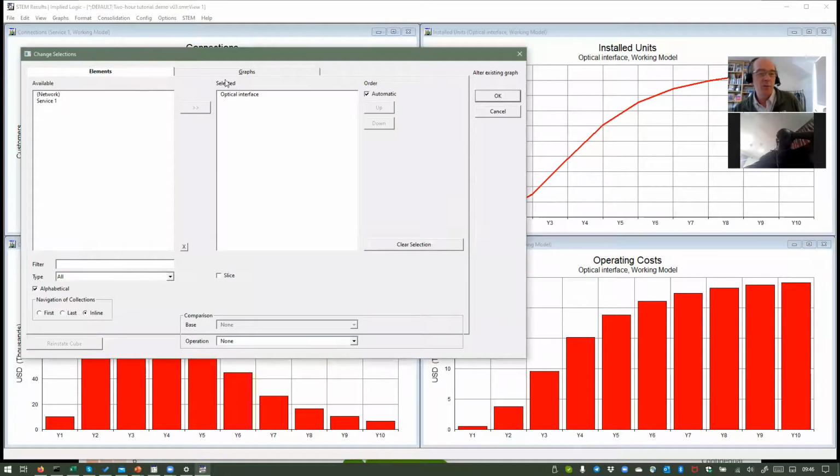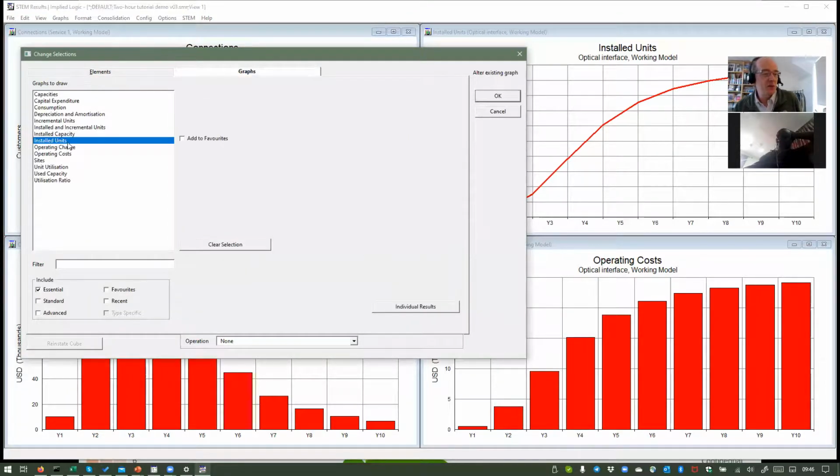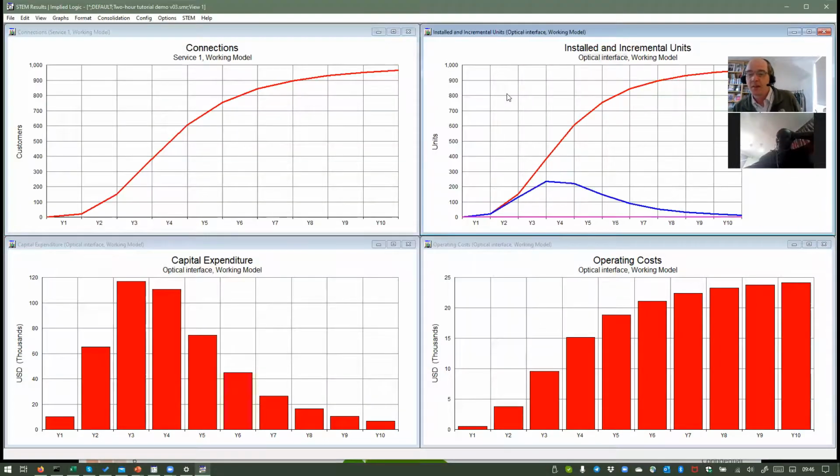which is a more pertinent graph, which is rather than just the installed units, a graph I often like to do is the installed and incremental units. And basically, the red line is the total, the blue line is the incremental. Which is very similar to this, the capital expenditure. Basically, it's basically the same, yeah. That's right. Yeah.